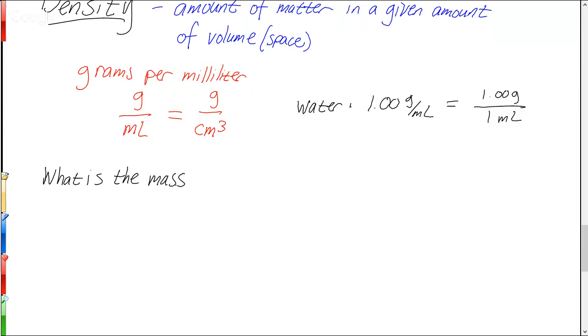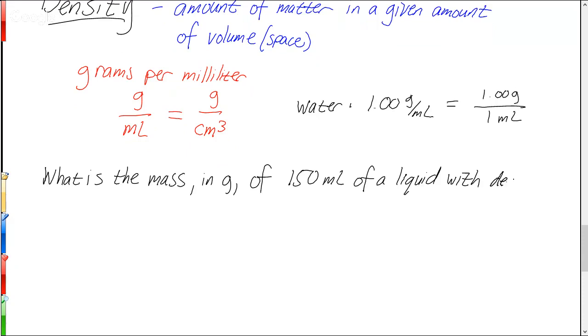What is the mass in grams of 150 milliliters of a liquid with a density, so there it is, 1.4 grams per milliliter.